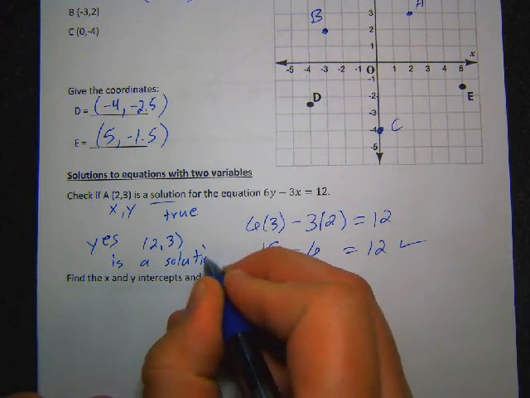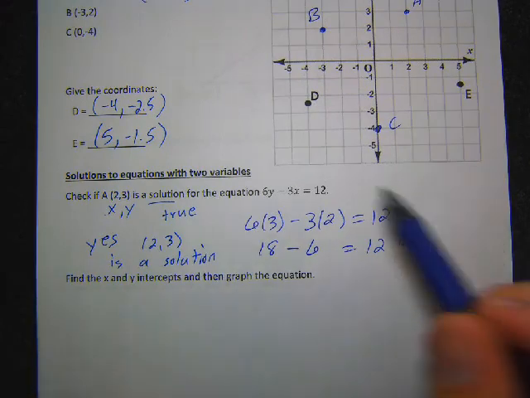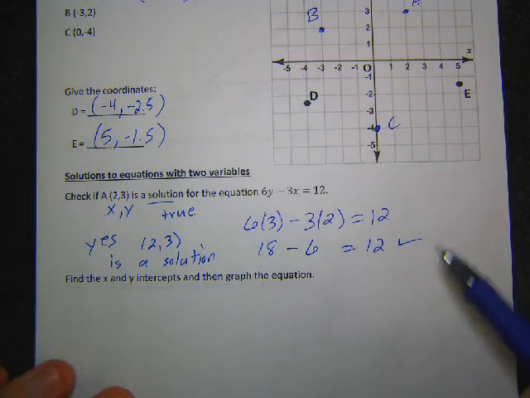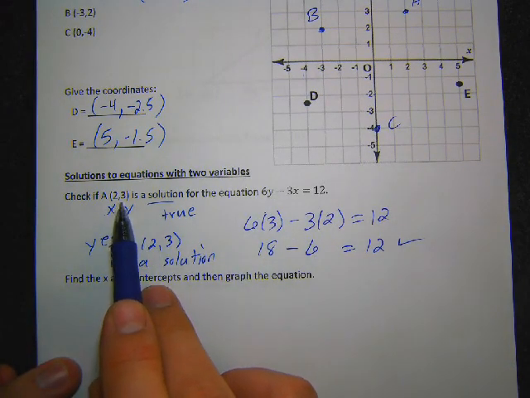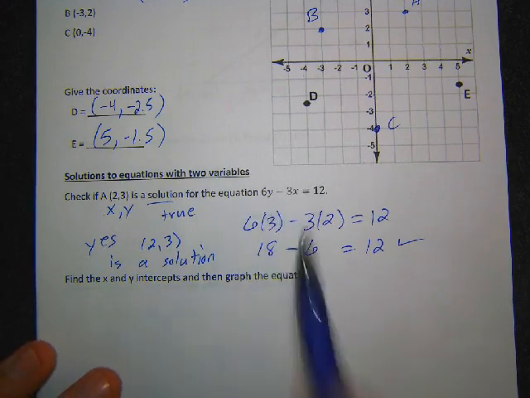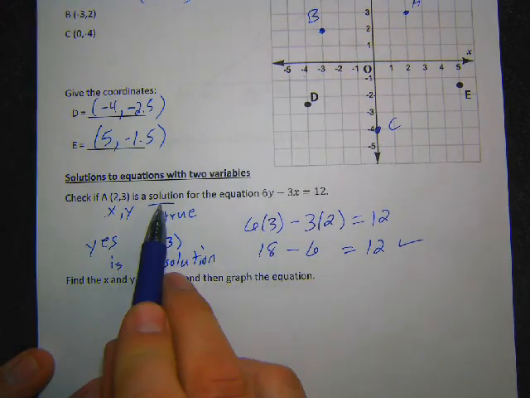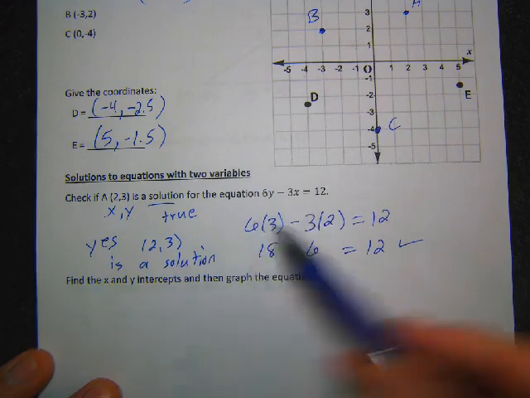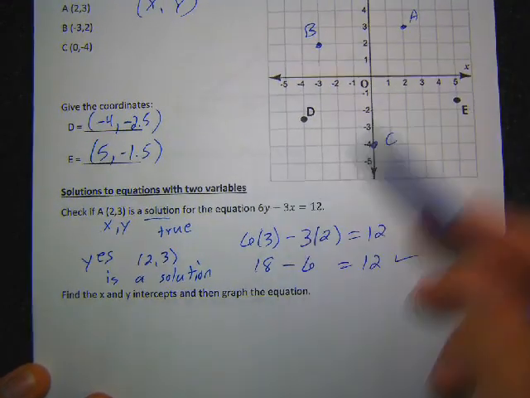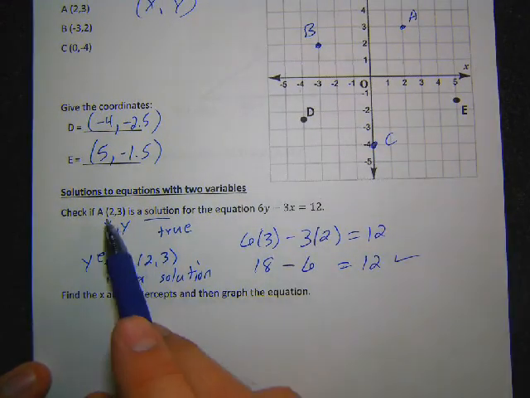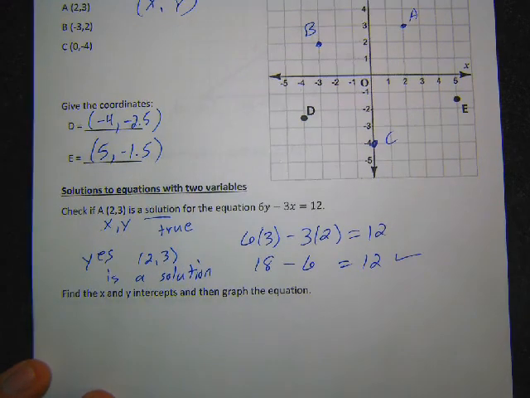What this means is if you created a graph of this equation, if you made a line that goes with it, this would be one of the points on that line. That's what we do when we graph equations, when we graph lines. We actually are graphing all the solutions to that equation on this graph. So if you want to draw this line on this graph, one of the points would be the point (2, 3). That would be one of the solutions.